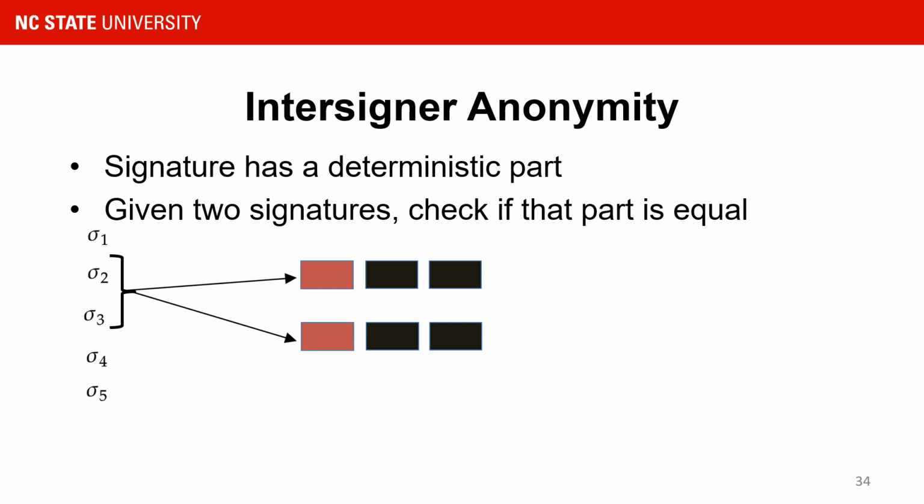So now, if a verifier is given a list of signatures, he can parse out any two of them and then see if that part is the same in both signatures or not, and conclude whether it came from the same person or not. So the check is very simple: if they're not equal, they're different signers, and if they are equal, they're the same signer.